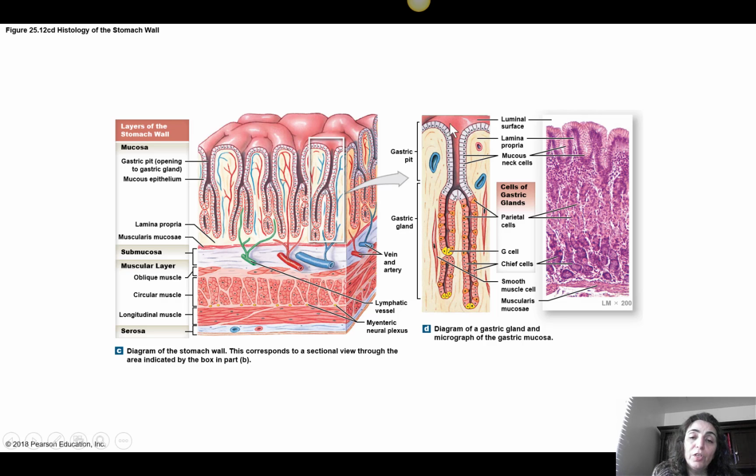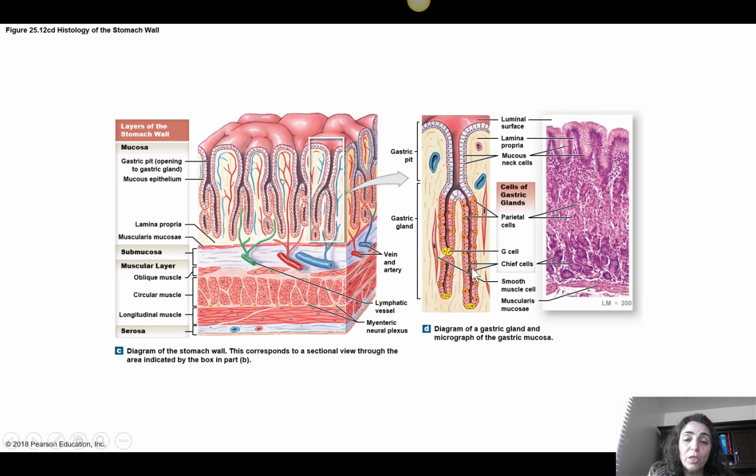The cells that we have here: first, on the surface of the mucosa we have mucous surface cells. Then in the neck area we have mucous neck cells. Both of these produce lots of mucus to protect the tissue of the stomach itself from the lots of acid that we have inside the stomach. Then it continues with other cells, like the parietal cells. We're going to talk about them.